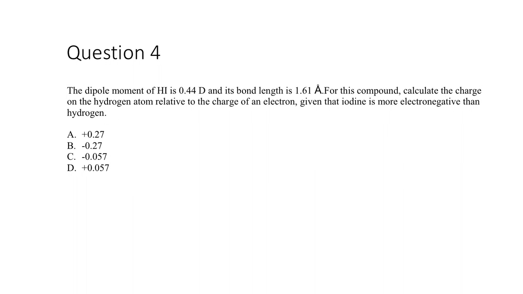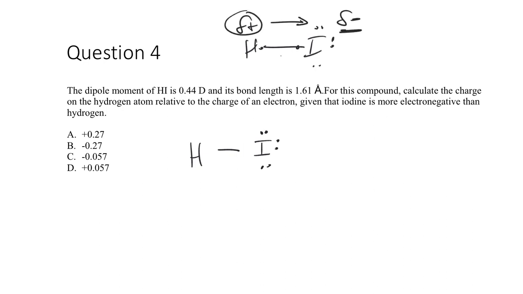The dipole moment of HI is 0.44 debye, bond length 1.61 angstrom. Calculate the charge on hydrogen relative to the charge of an electron, given that iodine is the more electronegative atom. My Lewis structure would look something like this: iodine here, hydrogen here, forming a single bond. Iodine being more electronegative means this bonding pair is going to shade towards iodine, making it the partial negative element, with hydrogen going positive. I get this from the electronegativity difference. So iodine should be partially negatively charged here, which rules out answers A and B.